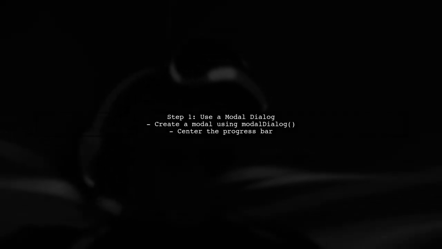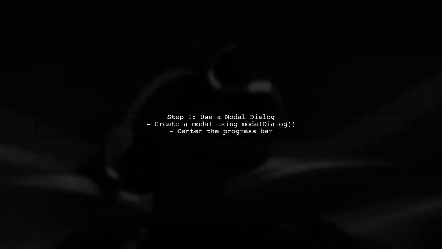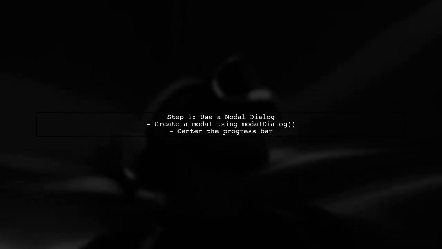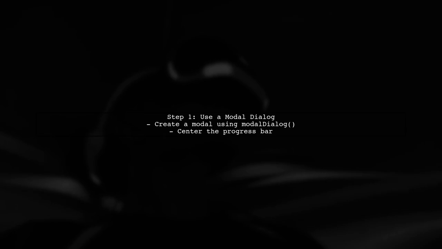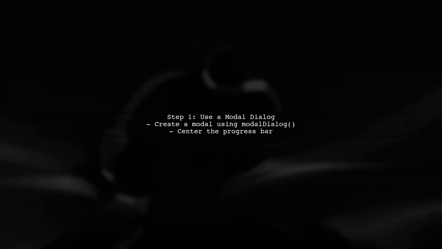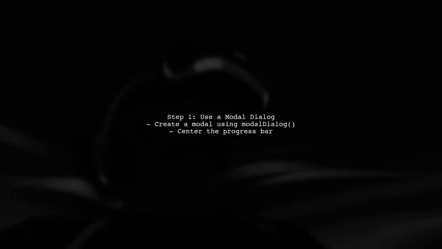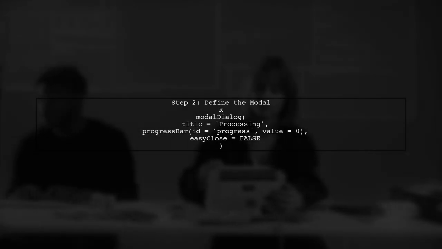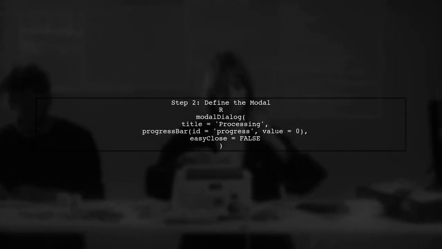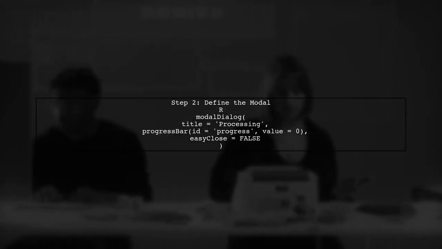To adjust the size of the Shiny progress bar and center it, we can utilize a modal dialog. This allows us to create a more visually appealing progress indicator. First, let's set up the modal dialog. We will define a UI component that includes a progress bar inside the modal.